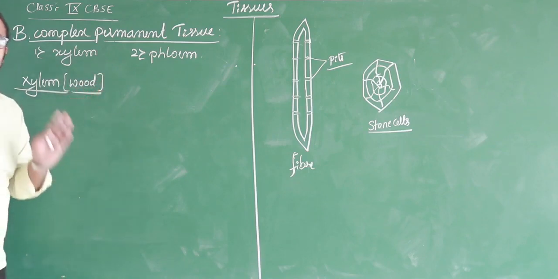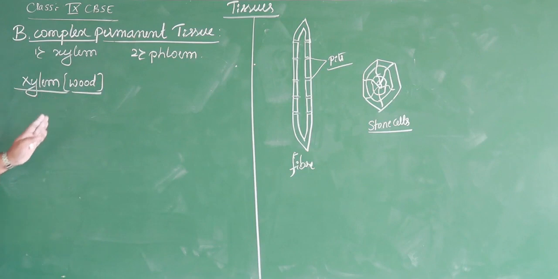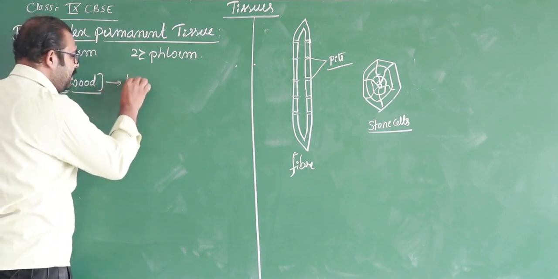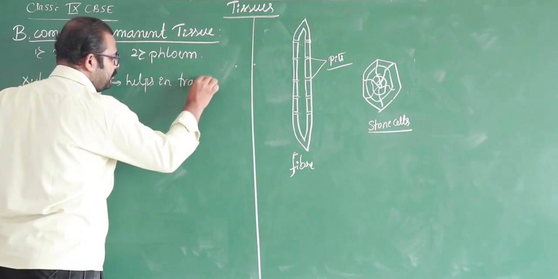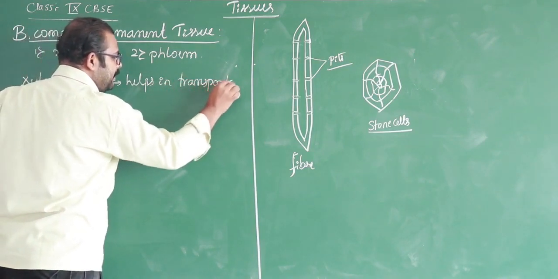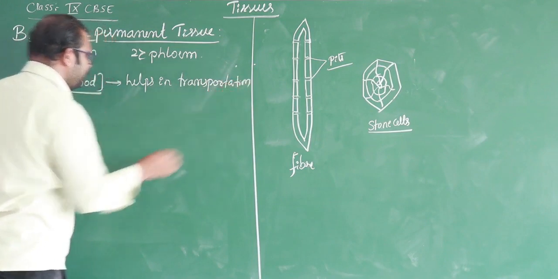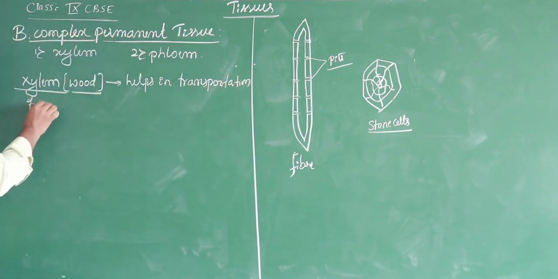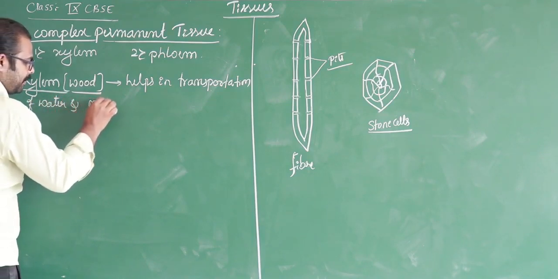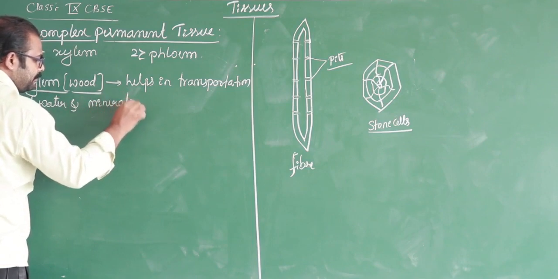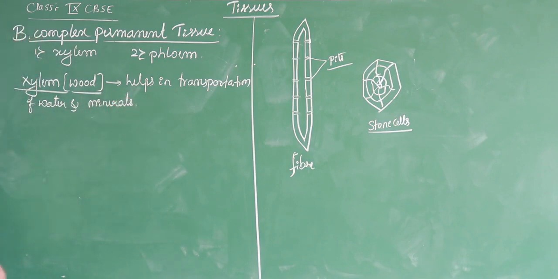So, xylem mainly helps in transportation of water and minerals in the plant body. So this xylem, as I said, is a complex permanent tissue. They are made up of different types of cells. So let's see what the components are.